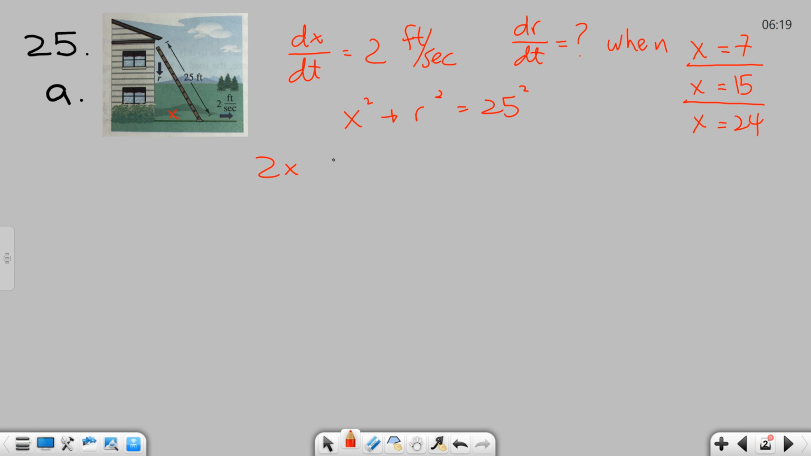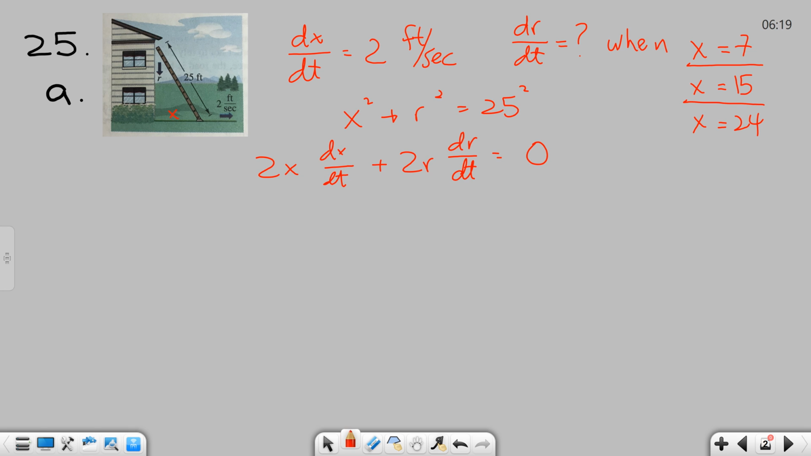Taking the derivative here, I get 2x dx/dt. Remember, we're taking a derivative of x with respect to time, so you need a dx/dt. The same is true for r, dr/dt gets stuck on the end of that. And of course, the derivative of a constant is plain old 0.